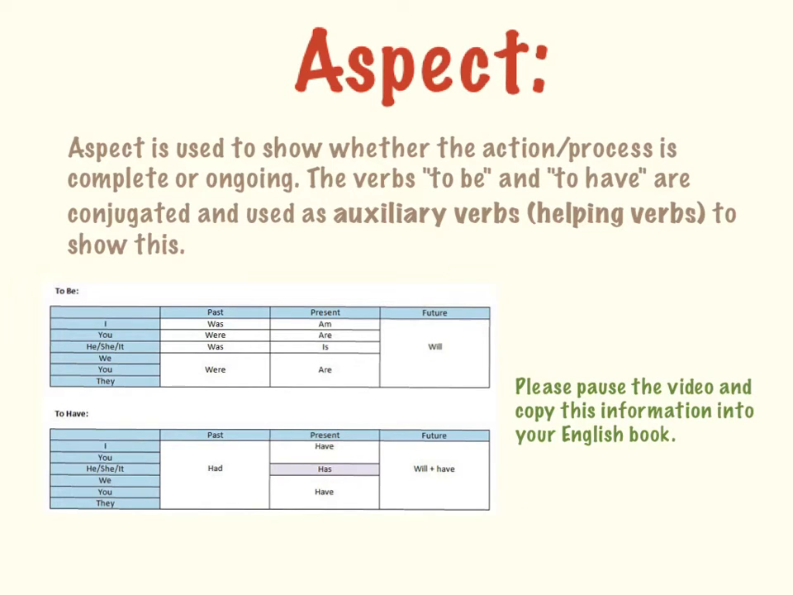Aspect adds another layer to our verbs. It's used to show whether the action or process, as seen from our verb, is a complete one or whether it's still ongoing. We use the auxiliary verbs to be and to have as helping verbs in order to show whether the action is complete or ongoing. We need to conjugate these verbs depending on the tense which we're using. Please pause the video at this point to copy the information in the tables shown into your English book. We'll be using this later on.